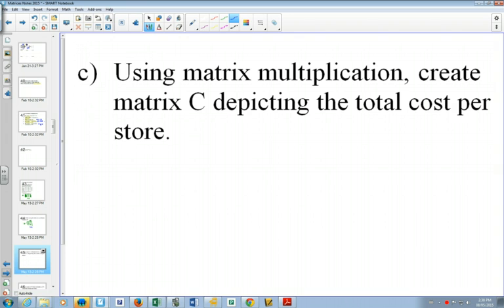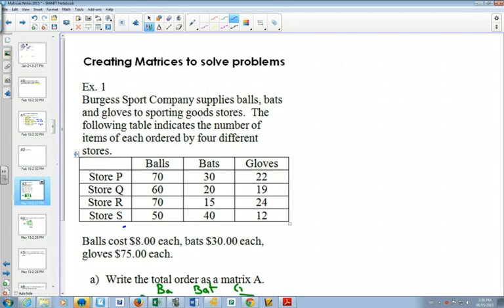So this is the first time that we've actually been asked to do some math here. We want to create the total cost per store. Now, if you didn't have matrices, you could figure this out, right? You look at the stores here. Store P, 70 balls. You're going to have to multiply that by 8. And then store P's 30 bats, that gets multiplied by 30. And 22 gloves times 75.